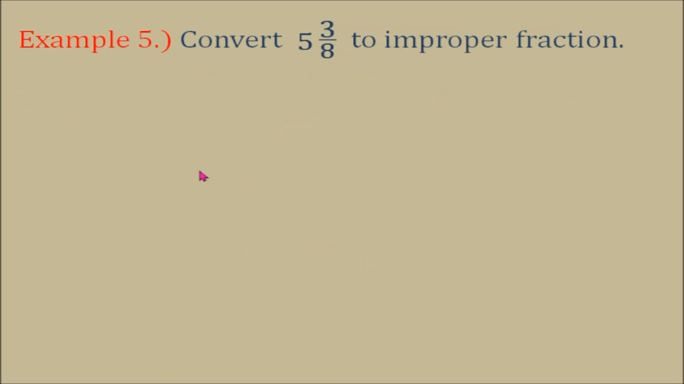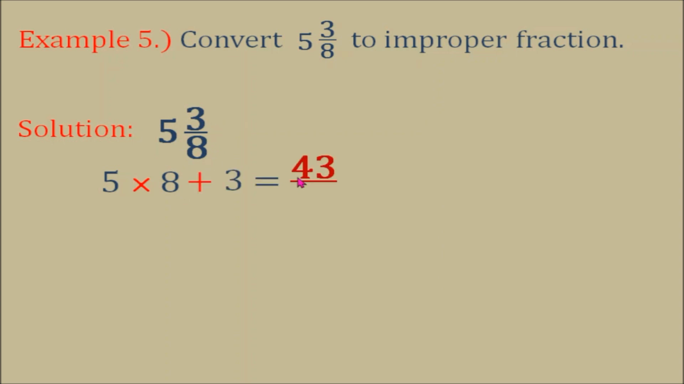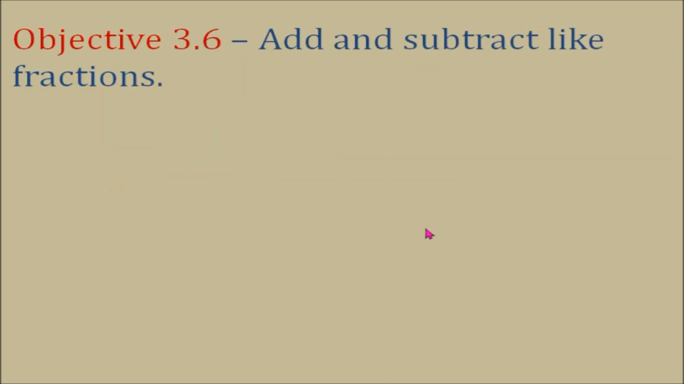Example number 5. Convert 5 and 3 over 8 to an improper fraction. So this is how we do it. We multiply 5 and 8, so that's 5 times 8. Then add the numerator 3, that gives us 43. And then just copy down the denominator 8. So this is our answer, 43 over 8.